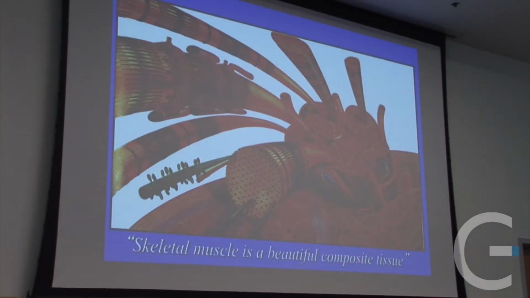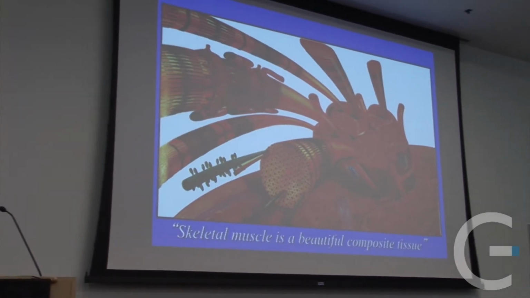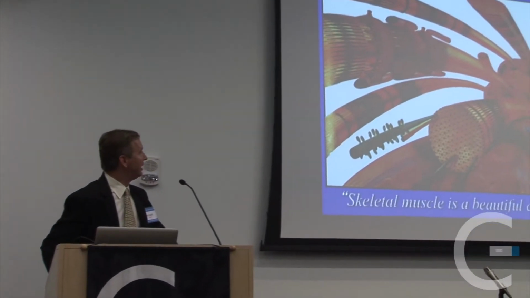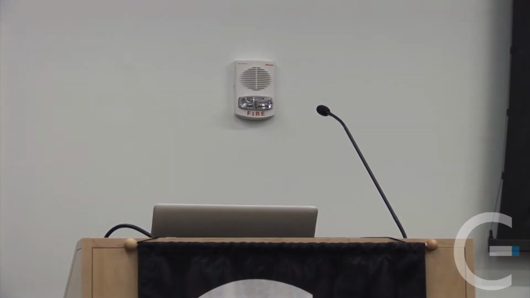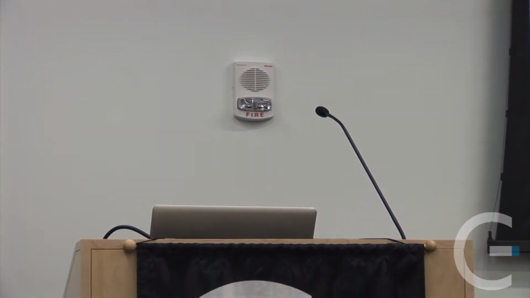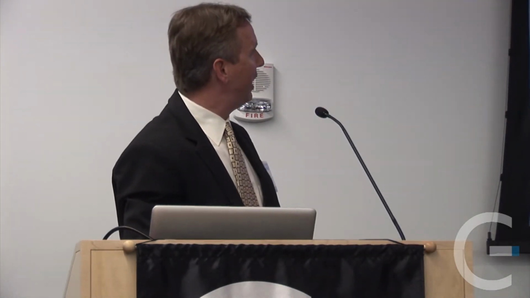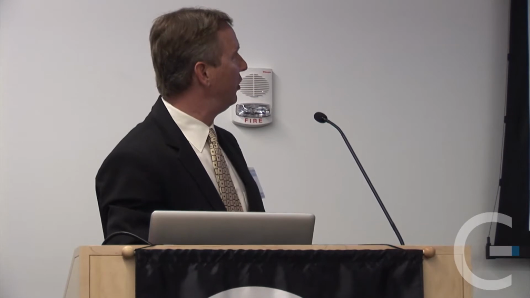So for example, if I show you this picture, maybe we can put the lights down a little bit. You can see that skeletal muscle is this amazing composite tissue. Sorry, muscle is this great composite tissue. And what I'm showing you here is a cartoon of muscle at the micro level, which is the front of the screen coming out to you.